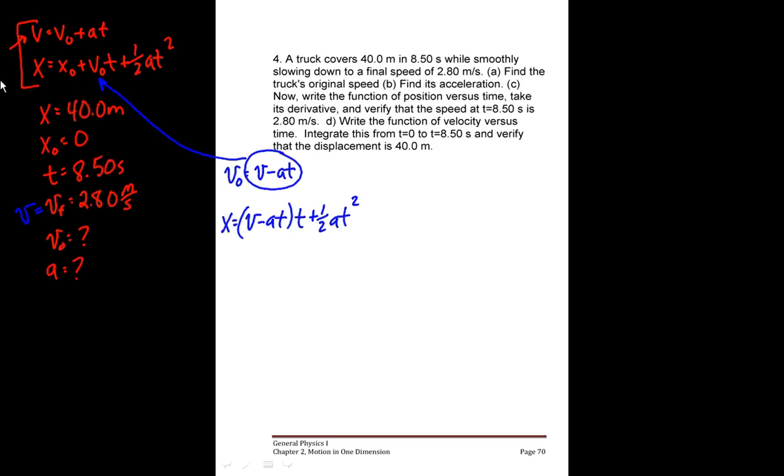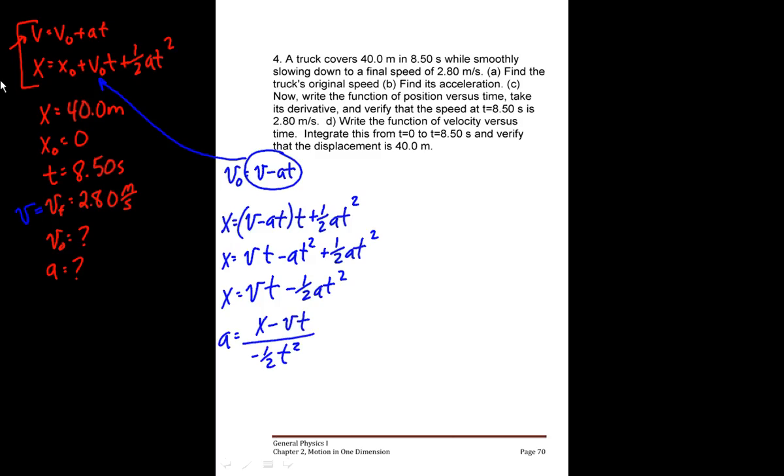We can expand this out. X equals VT minus AT squared plus 1/2 AT squared. So X is equal to VT minus 1/2 AT squared. And I am looking for A, so I'm going to solve this for A. So A is equal to X minus VT divided by negative 1/2 T squared.